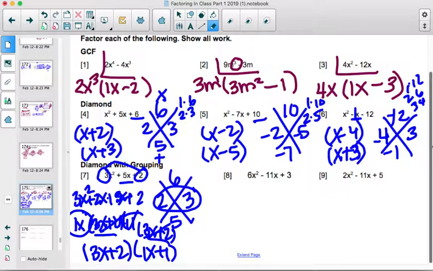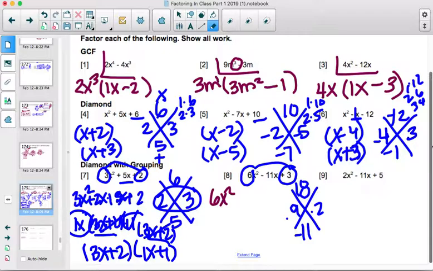Alright, so then the next one, we're going to draw our diamond. And we're going to multiply the first times the last. So I get 18 and negative 11. My factors are negative 9 and negative 2. And remember, we write the first term the same, so we get 6x squared. We keep the last term the same, so we get a plus 3. And we write the two numbers we got in the middle, so minus 9x minus 2x.